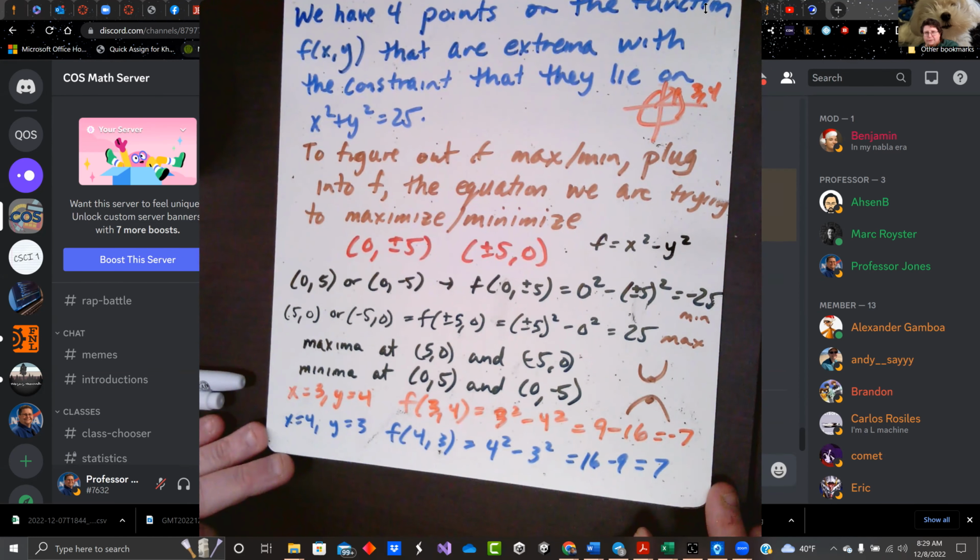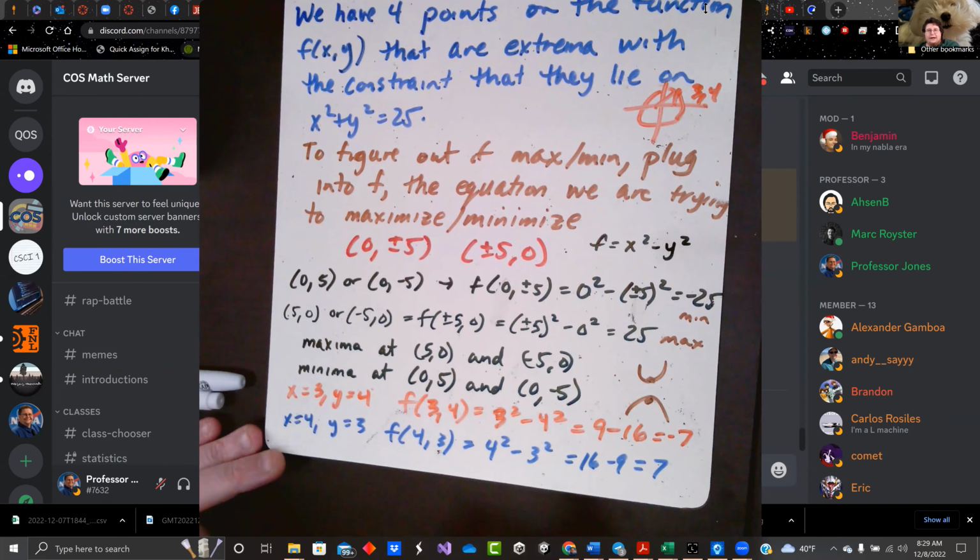We could find out what y is when x is 4.9. I mean, we could do the math using x squared plus y squared equals 25, find out what y is, then plug them into f and see what it is. And it's probably like 24 something, because it's got to be close to the 25.